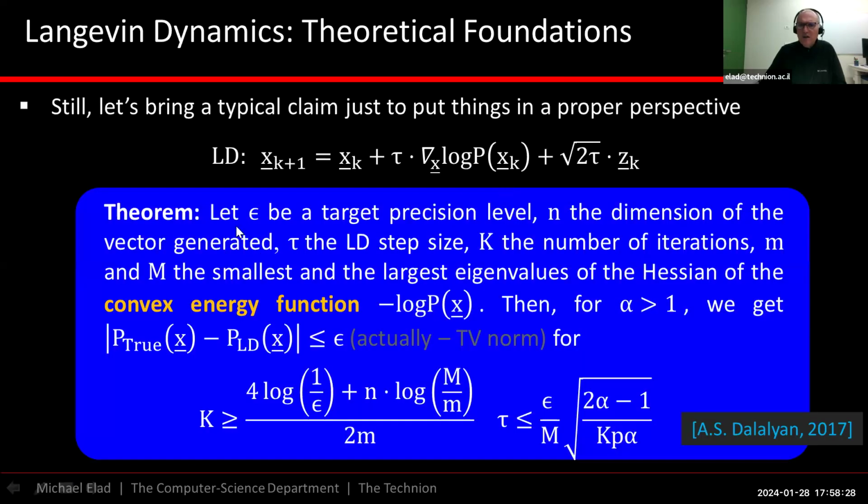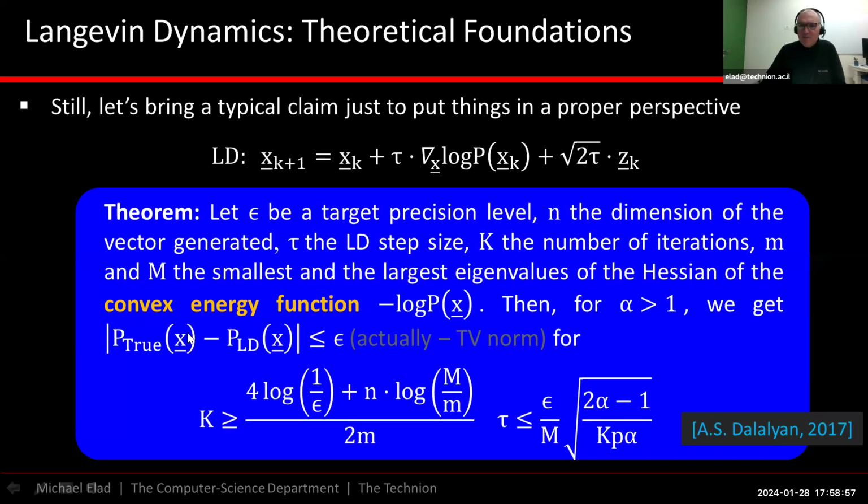The theorem says, choose a small epsilon, basically. N is the dimension of the vector generated, basically the dimension of the image. Tau is the step size. K is the number of iterations. Small m and capital M are the smallest and largest eigenvalues of the Hessian of the convex energy function. This is the rho function. Okay, and it has a Hessian. It is positive definite, and therefore the smallest and largest eigenvalues are both real and positive.